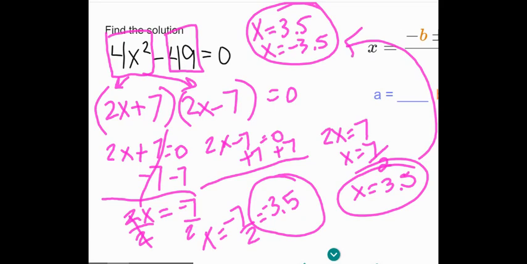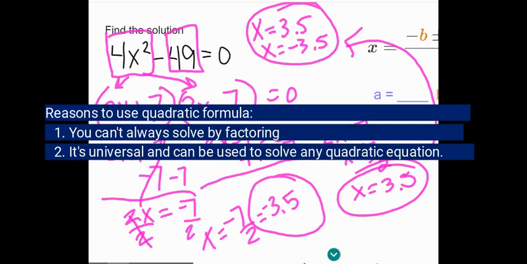And again, why would we do the quadratic formula instead? Several reasons. Number one, you can't always factor. And number two, it works with everything. So you don't have to think about if you have a difference of perfect squares, or if you have a trinomial. You don't have to know what you have. You just do the quadratic formula, it'll find the answer for you.